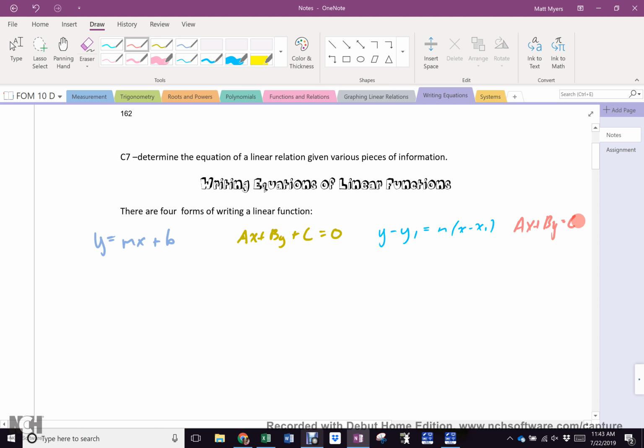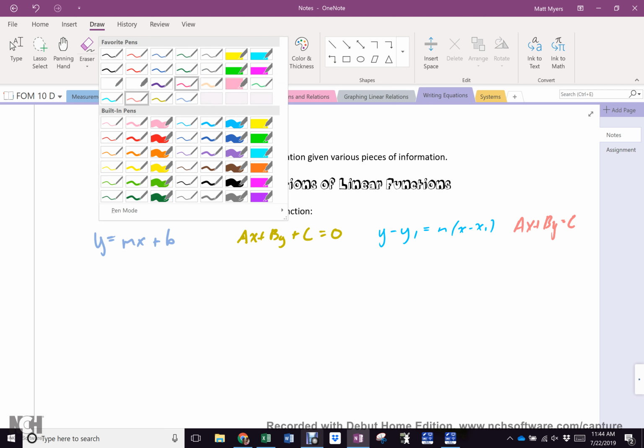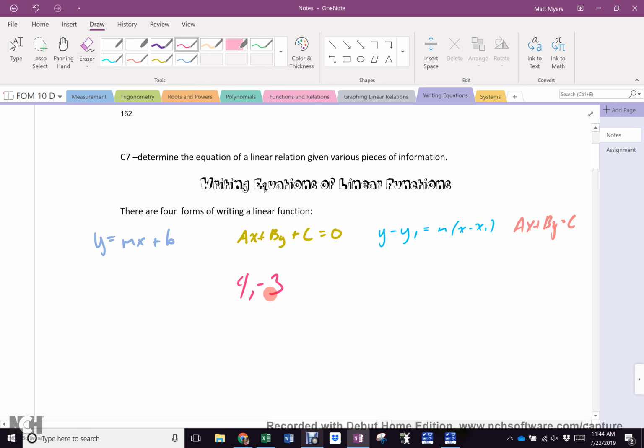What do they share in common? There's only one thing that they all share in common. What is it? They all have x and y. So if I were to say 4, negative 3, where could that 4 go in this equation? For x. Where can that negative 3 go? Don't say it wrong. In the front, for y. It is not b. Right?